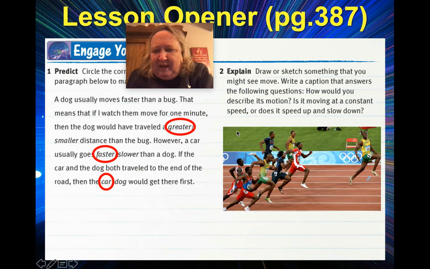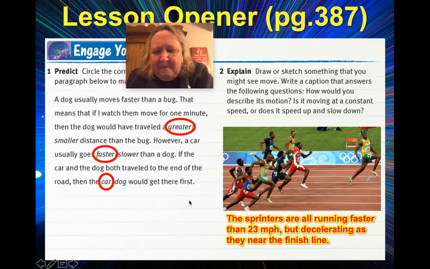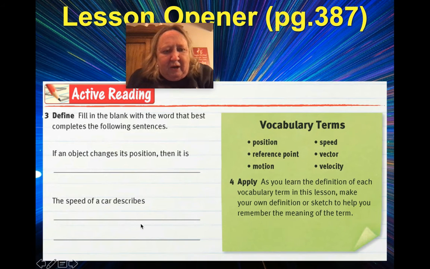All right, well, they use the example of Usain Bolt, that famous track guy, okay, and he won in the Olympics by an incredible distance. And their caption was this: the sprinters are all running faster than 23 miles an hour, but decelerating as they near the finish line because they're slowing down after they've sped up. So there we go. All right.